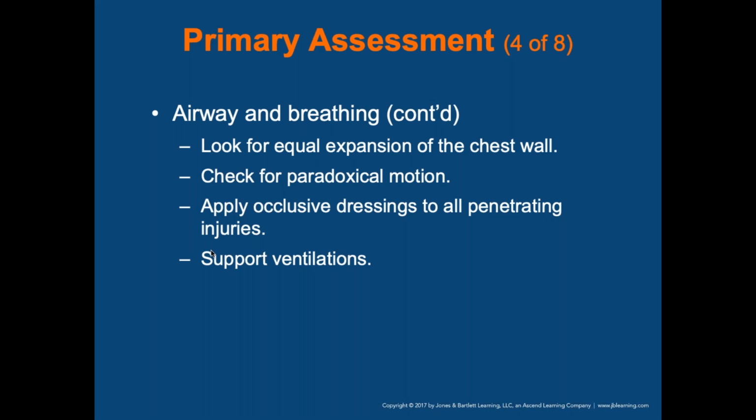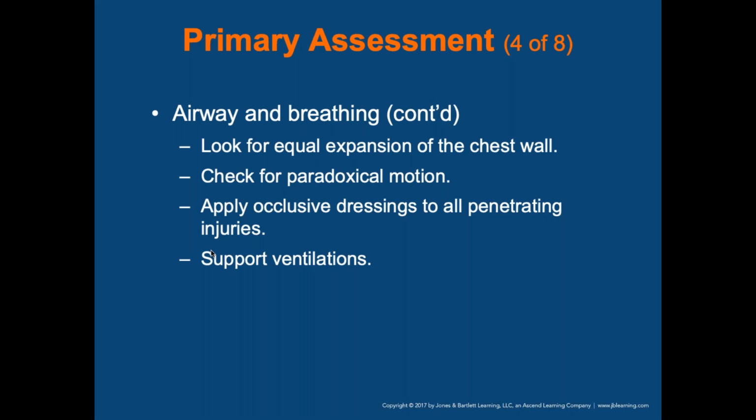Apply occlusive dressing to all penetrating injuries. Remember, we want to limit the amount of air going in. So what we do is we take an occlusive dressing, place it over the hole in the chest, leaving one side open. By doing so, when the patient breathes out, they can still exhale. It'll come through like a flap. But as they're breathing in, it sucks that dressing right to the chest wall so the lungs can expand appropriately. So we can work with that negative pressure system.